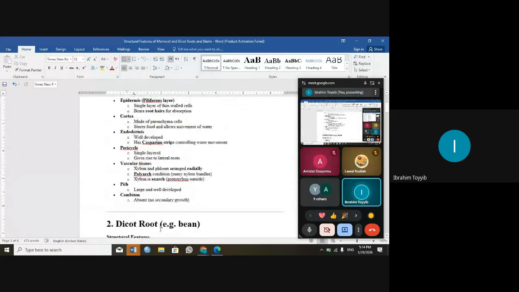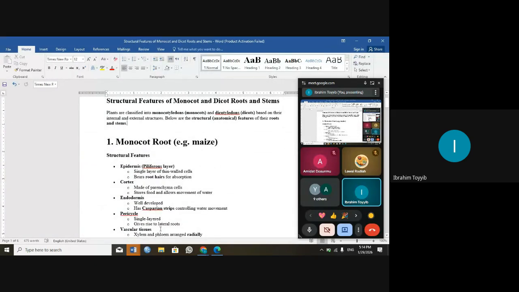Let's look at the anatomical structure or the features of the monocot root. An example of a monocot plant is maize. We are still going to look at the diagram. Epidermis is the outermost layer of a structure. It is also referred to as the piliferous layer, a single layer of thin-walled cells. It bears root hairs for absorption.